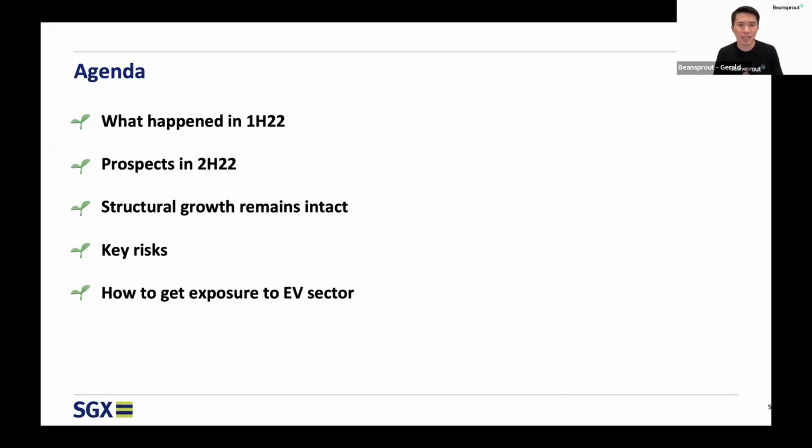Okay, what will we share today? Number one, we will go through a recap of what happened in the last few months. If you have not been following closely on the EV sector, we'll start by providing a quick recap. Next, as investors, we are always looking ahead to see what is coming up, so I will share a bit about the prospects for the EV sector for the remainder of this year. Next, we'll talk about the structural growth aspects of the Chinese EV sector. And with all investments, there are necessarily risks, which I will also touch on. And last but not least, we'll discuss how to get exposure to the EV sector.